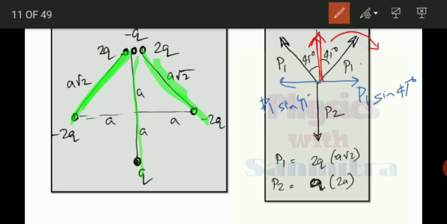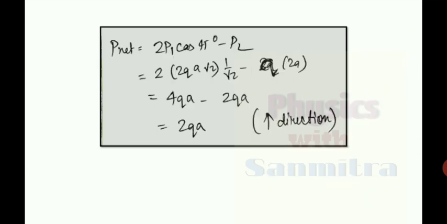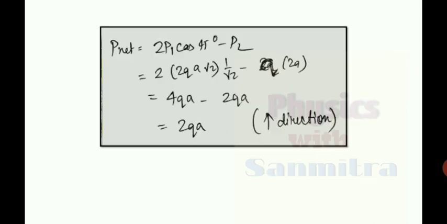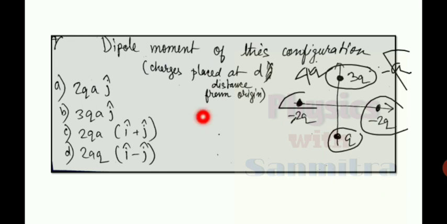I will add them together, they are in the same direction: 2P1 cos 45 degree minus P2. P2 is in the downward direction, 2P1 cos 45 in the upward direction. So I replace 2P1 cos 45 degree: 2Q into A root 2, into 2, into cos 45 which is 1 by root 2, minus Q into 2A. So 4QA minus 2QA, that is 2QA in the upward direction. So 2QA into J cap, this is the X, Y direction. So option A is my correct answer.